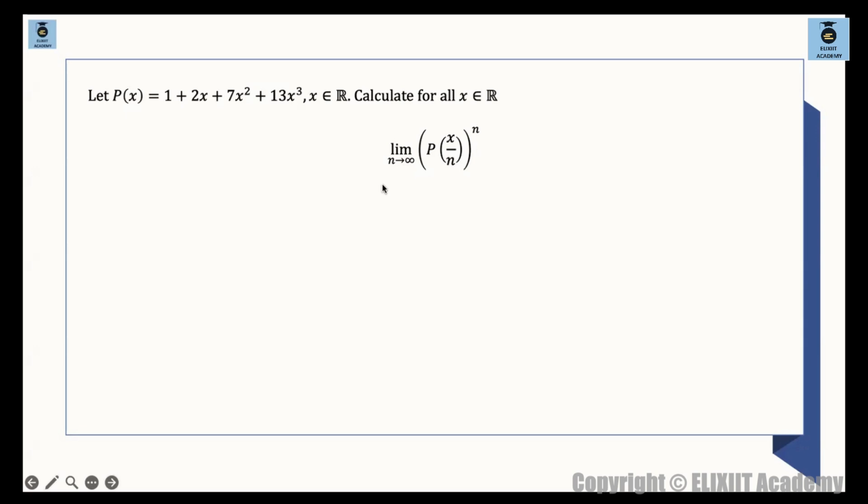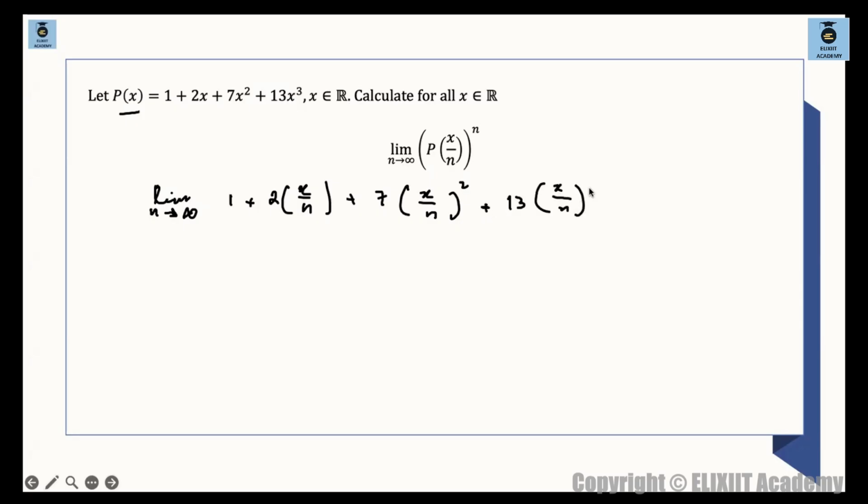And you can clearly see, once you find out P(x/n), what is P(x/n)? Basically they are asking you to find limit n tends to infinity P(x/n). So P(x) is given, so find P(x/n). This will be 1 plus 2 times of x by n plus 7 times of x by n whole square plus 13 times of x by n whole cube, right? And this raised to the power of n. That's what we are having.